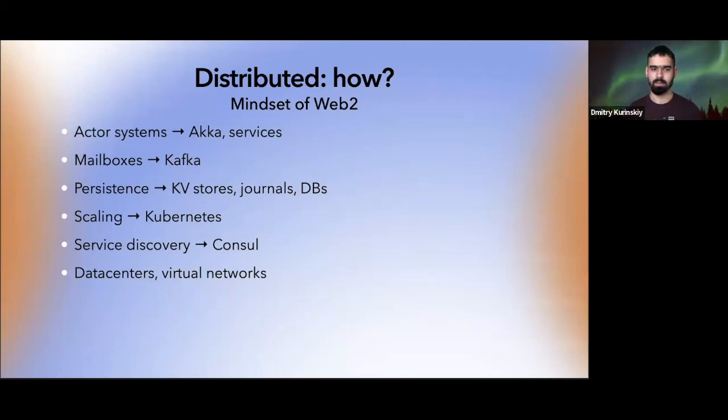You have persistence, and for persistence, you have many choices like key value stores, journals, write-ahead logs, different databases for any shape of data, and so on. Then for scaling and operations, you have Kubernetes. For service discovery, you have Consul, and generally speaking, you have DNS, and so on. And you have data centers, virtual networks for connectivity between them, some sidecars for connectivity like Istio and so on.